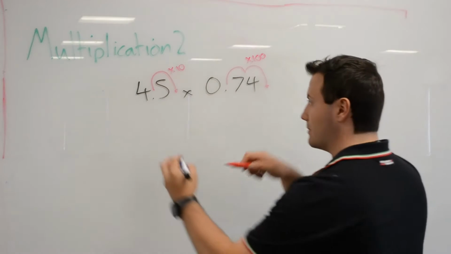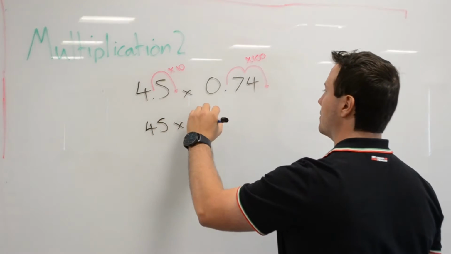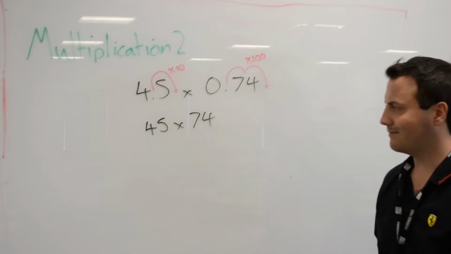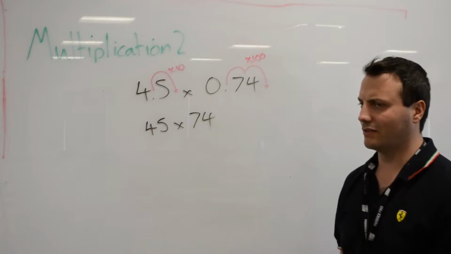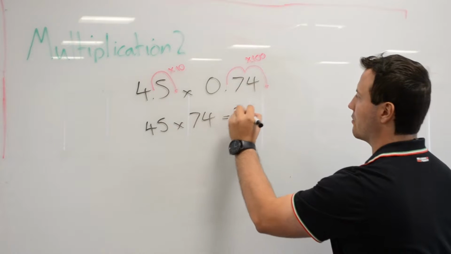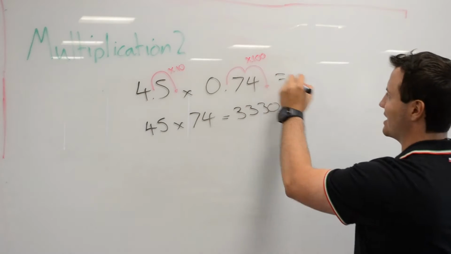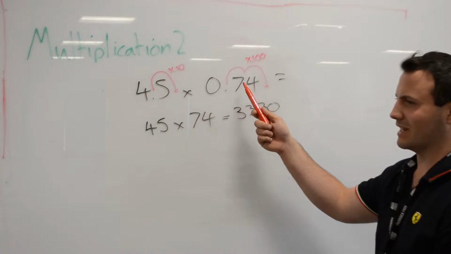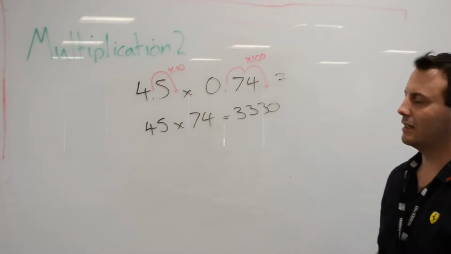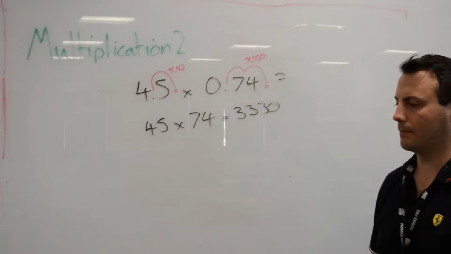So what does this give us? This would give us 45 times by 74. Now, we start to see the problem here. We've only half done this question. Because if we work this out, this would give us 3,330. Clearly, that's not going to be the answer to 4.5 times by something slightly less than 1. So, how do we go from here back to the answer we want?